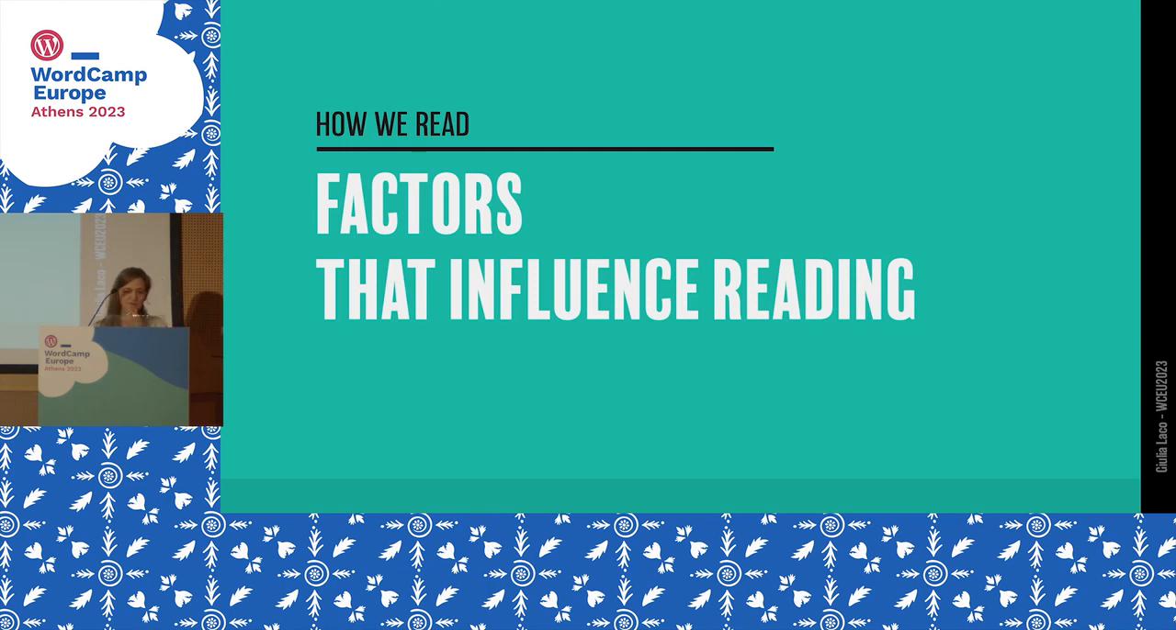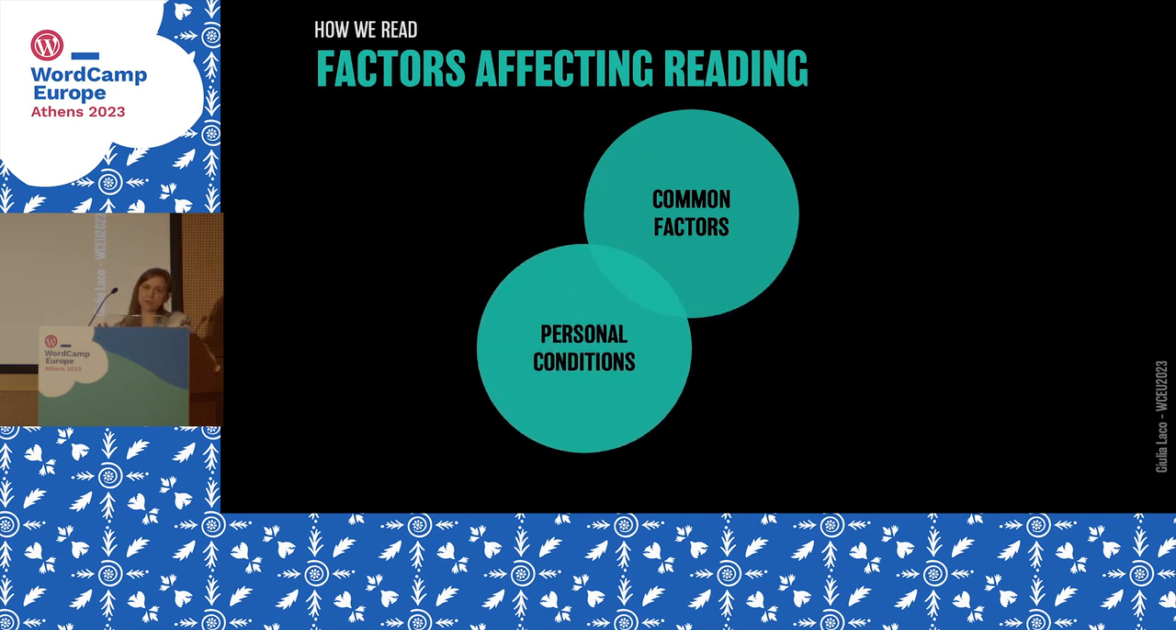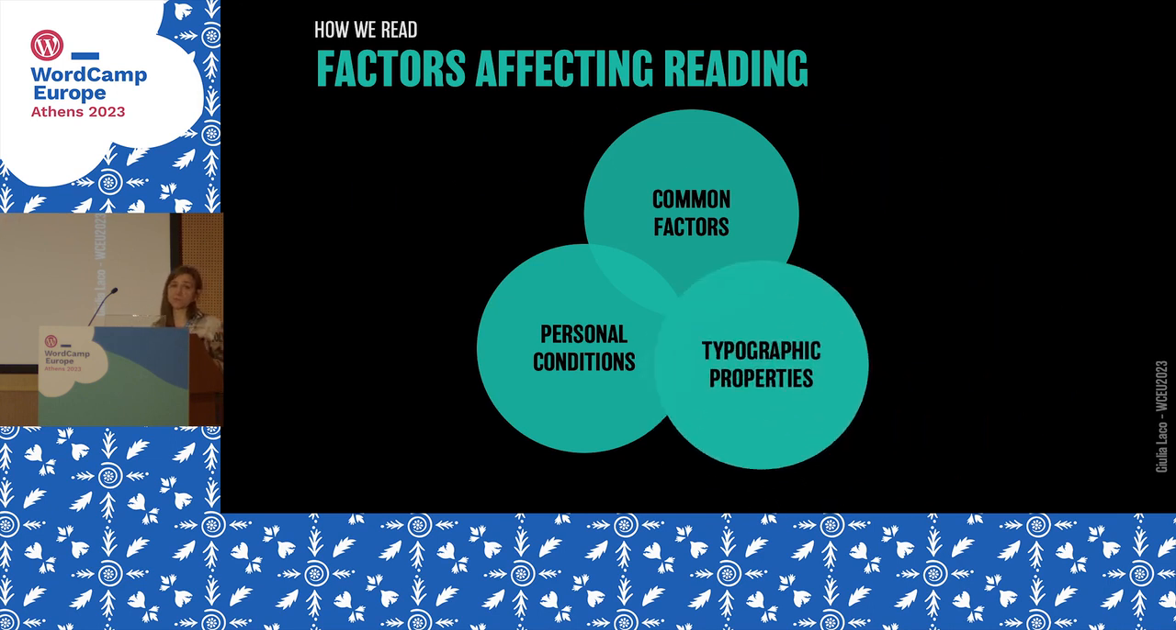Okay, let's see. Factors that influence reading. I tried to have three groups of factors, for convenience. I would say that there are some common factors, common to everybody, some personal conditions, different because everybody is different, and some typographic properties. There are factors that we can take advantage of.